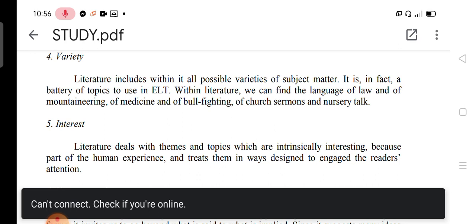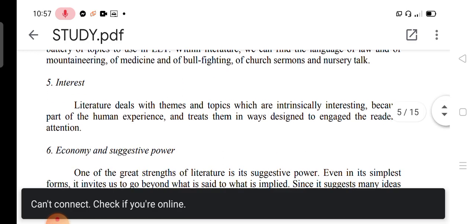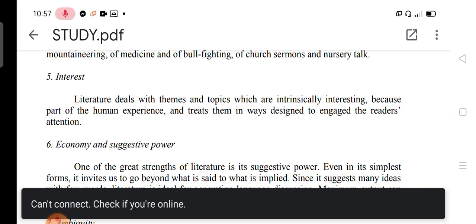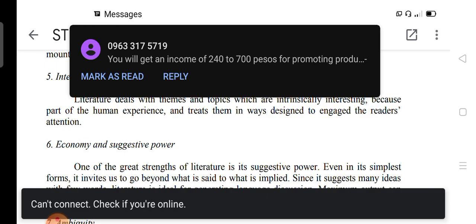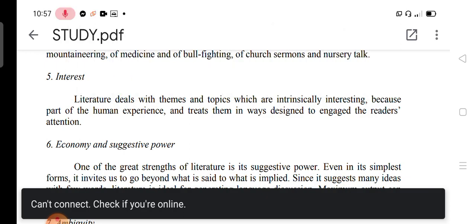Okay, proof of that, just go Google something, and then a lot of suggestions can actually be presented to you. Okay, so next is interest. Now, literature deals with themes and topics which are intrinsically interesting. When you say intrinsically interesting, it's not just extrinsic, wherein your teacher has to force you to study something, or to read something.